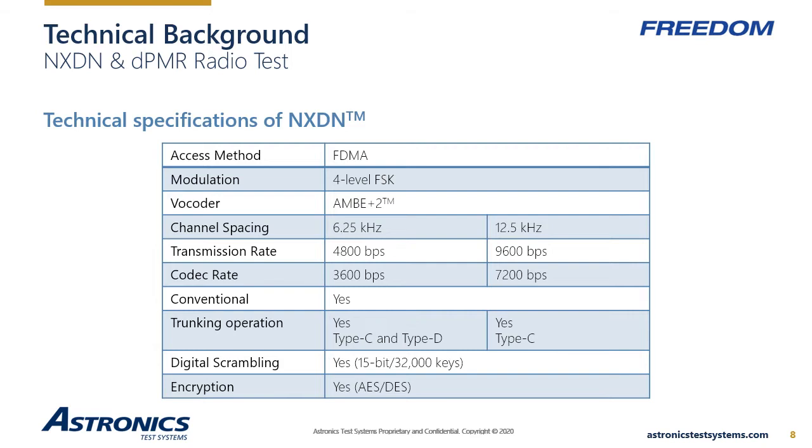The AMBE+2 vocoder is employed for the digital speech at full rate or half rate, depending on whether you're in wide or narrow bandwidth channels respectively. The standard contains a digital scrambling mode that's built in, but also allows for the use of AES or DES encryption.